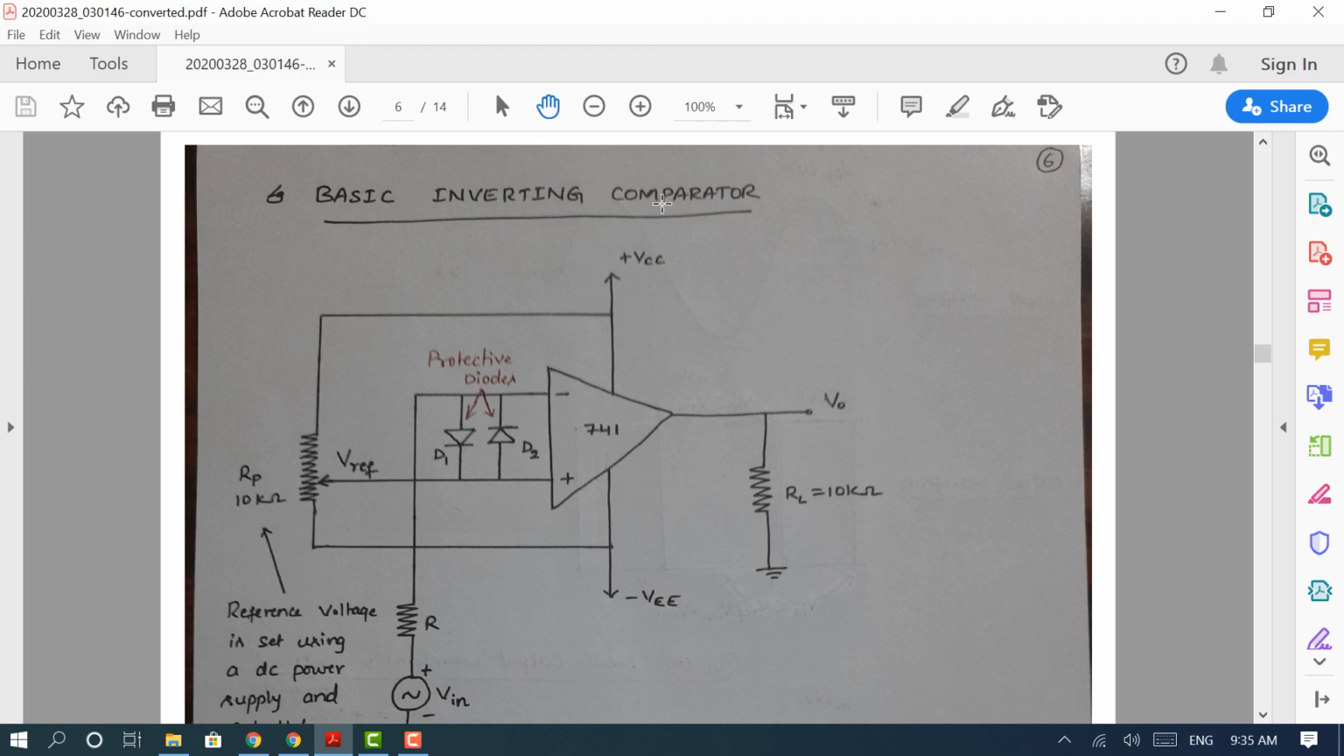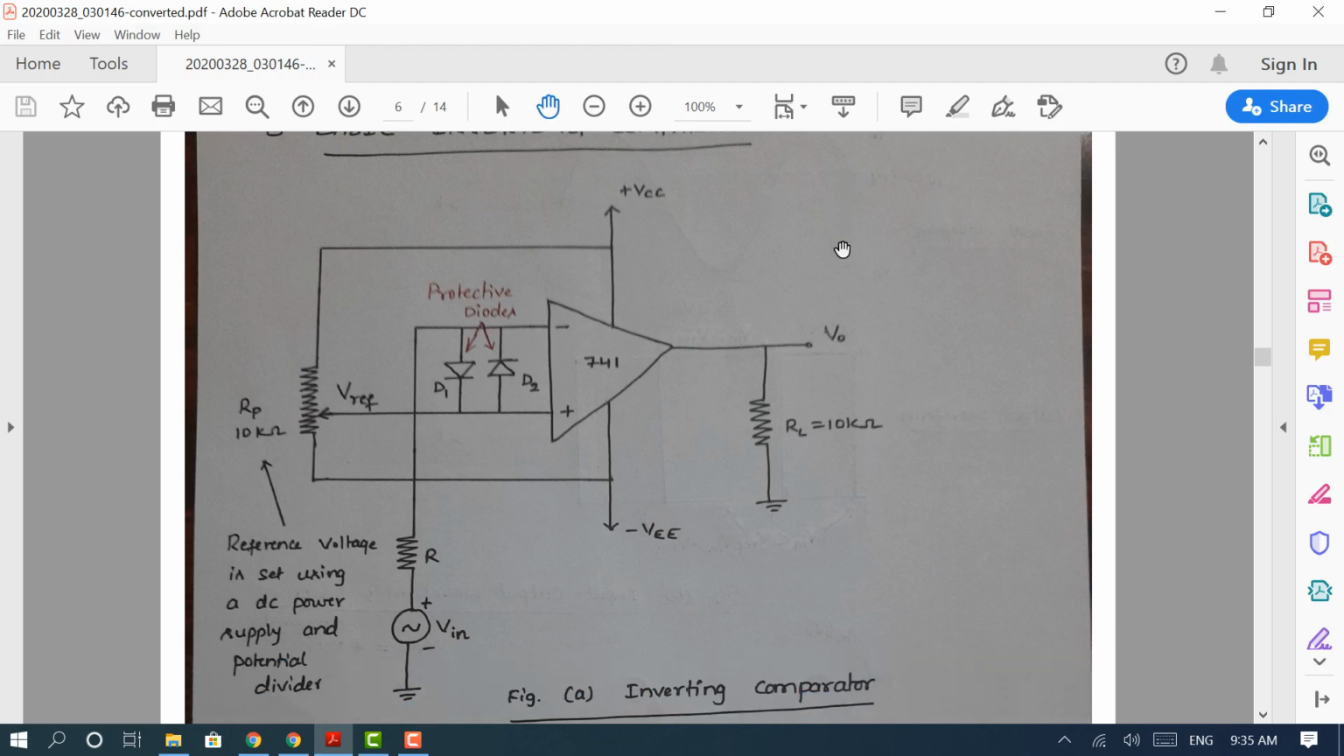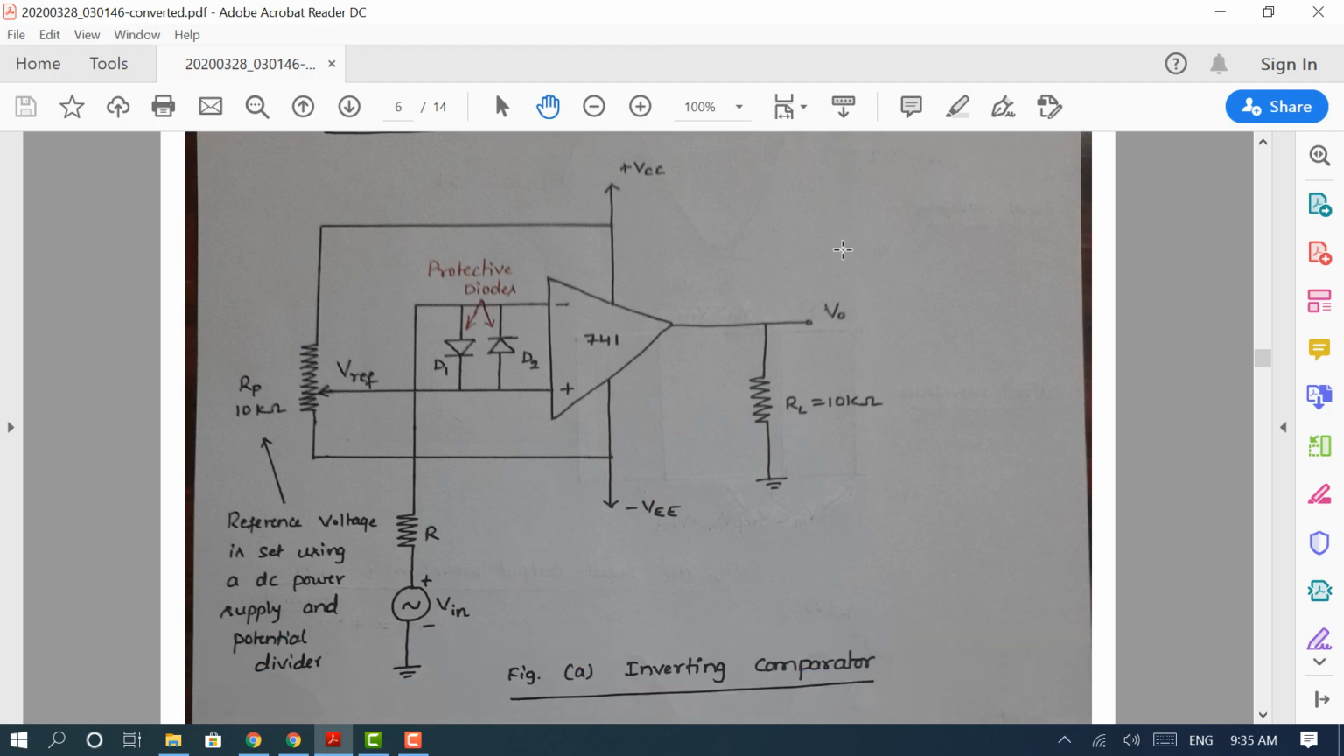So far we have understood the non-inverting comparator. If you understood the non-inverting comparator, understanding the inverting comparator will be very easy. You can see from the circuit, we are applying the input signal to the inverting terminal. Reference voltage is applied to the non-inverting terminal.